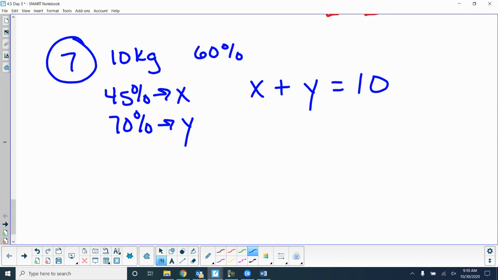All right, so again, this is just like the investment problem. It's got percentages. So I don't use 45, I use what? 0.45X and 0.7Y. Now, it's a mixture. So what do we have to do with these 2 numbers? Multiply them together. So it's 0.60 times 10 on the mixture.